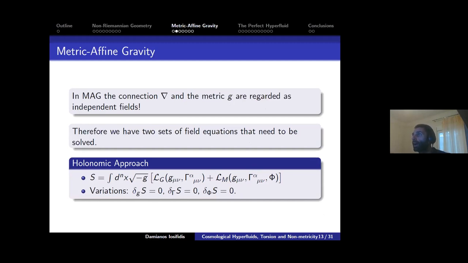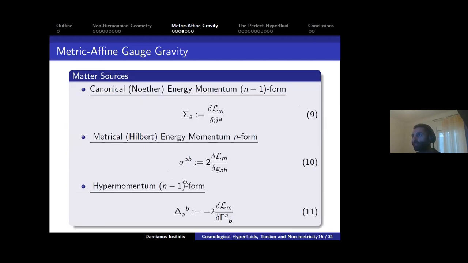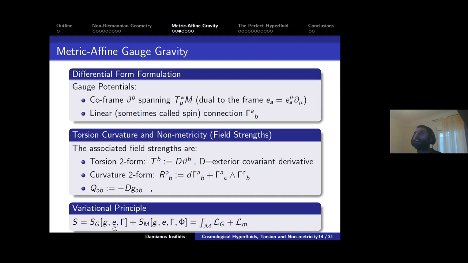As we shall see, we also have the differential form approach. What's nice with differential forms is that it can be seen that metric-affine gravity is a gauge theory of gravity, where we now have the gauge potential, which is the co-frame, which is dual to the usual frame here, and the linear connection. And the associated field strengths are torsion, curvature, and non-metricity, which are defined in this way. And here we have a variational principle where the fields are the metric, the co-frame, and the linear connection. So now we see that in this approach, we have three dynamical fields, let's say.